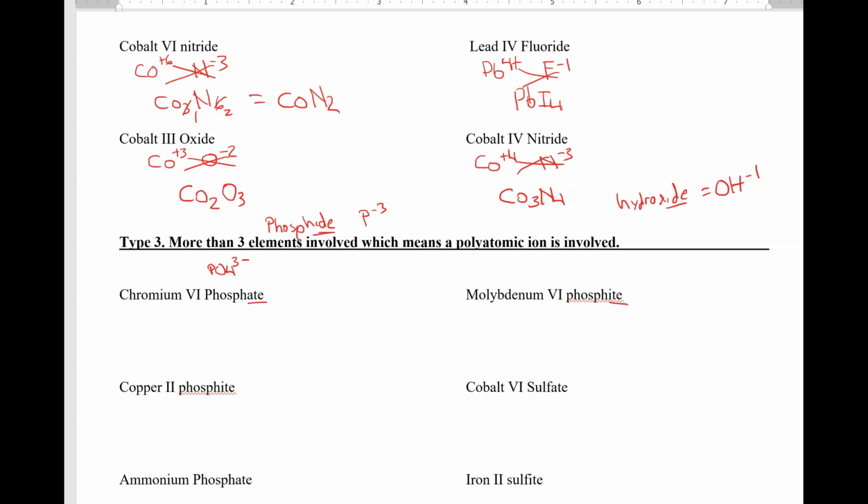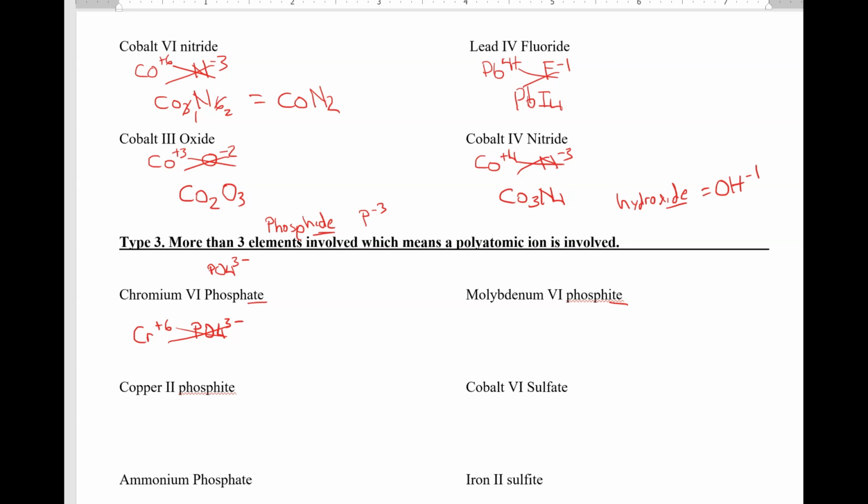So anyways, for these, same approach as far as crisscrossing, except you have to pay attention to a couple of little rules. So for chromium 6, that's Cr positive 6, phosphate PO4 negative 3. So here's the thing. When you crisscross this, most students will look and say, well, does that mean I do 6 times 4, which is 24? No, you don't. Do you add them together, make it 10? No, you don't do that either. So what do you do? Whenever there has to be a number on the outside of the polyatomic ion, you're going to put parentheses around the whole thing.